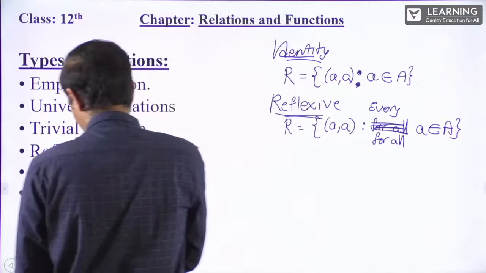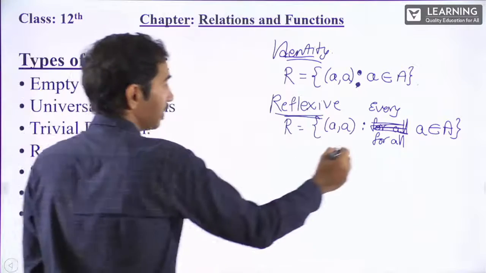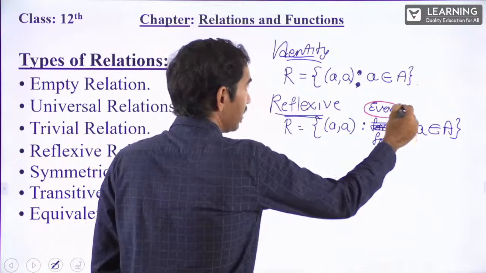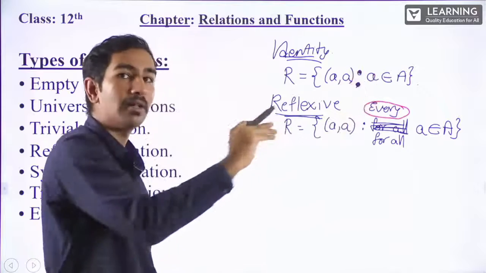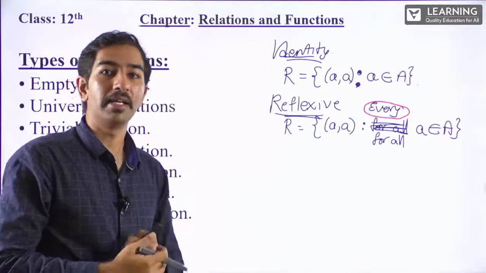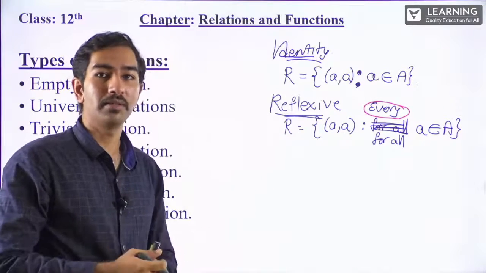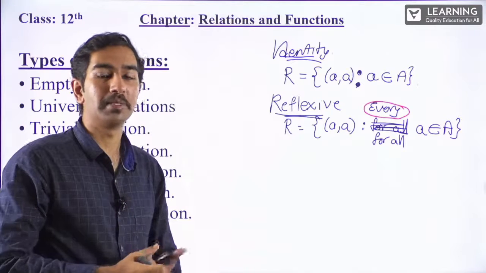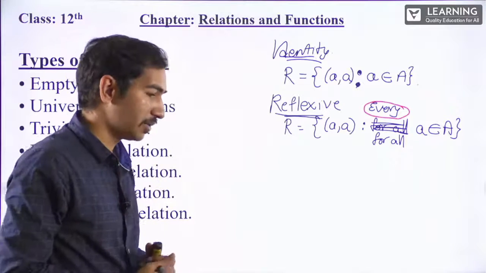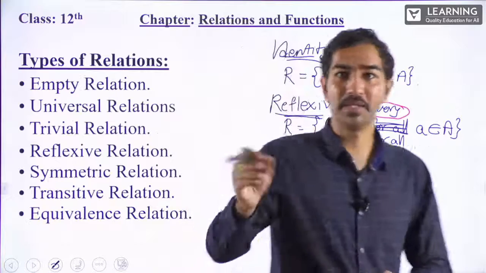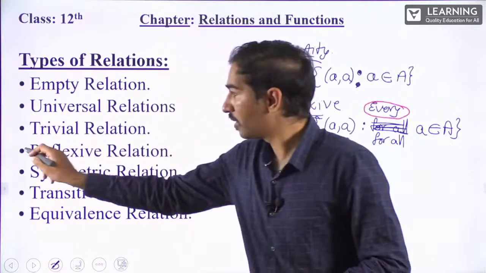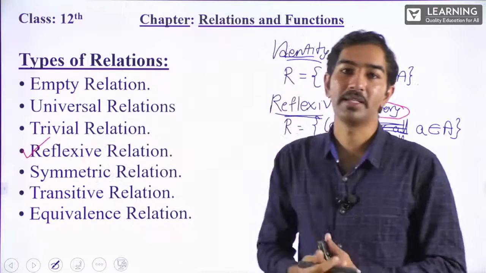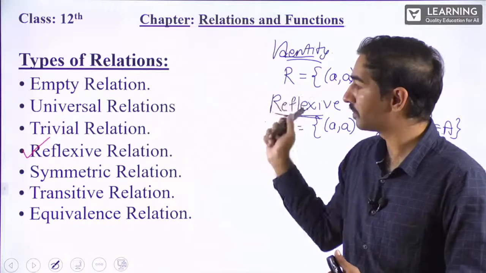What is the difference here? The main difference is, here every element is there. Here it is not compulsory that all the elements should be in A comma A form, or 1 comma 1, 2 comma 2, 3 comma 3 like that. Understood? So this is all about reflexive relation. With reflexive relation, we have also seen one more relation that is called an identity relation. So I defined both of them here.